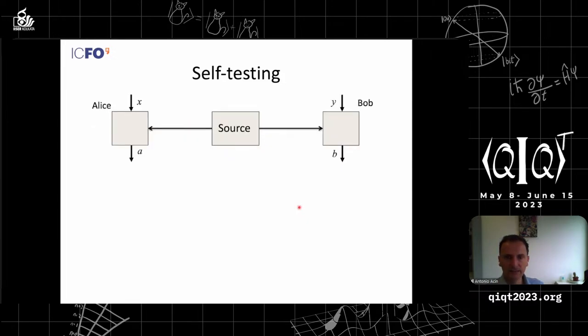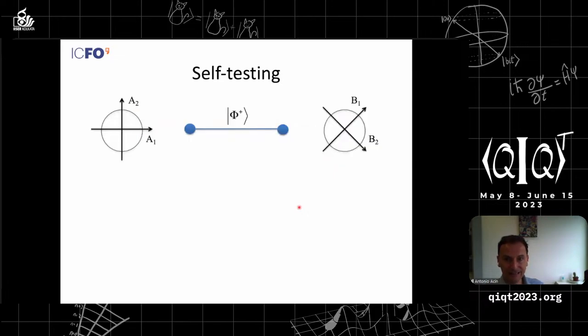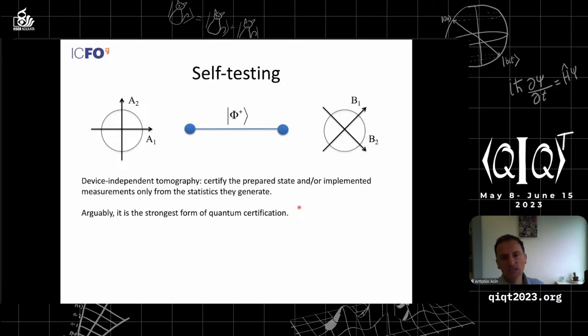Okay, so this is self-testing, okay? You make an experiment, you generate some statistics, and you can then say what is inside the boxes from the statistics. Sometimes people call it a sort of device-independent tomography. From the statistics, you certify the prepared state, and sometimes even the implemented measurements. And we can argue that it's the strongest form of quantum certification, because you don't make any assumption about the devices, but you even specify the state of the devices.